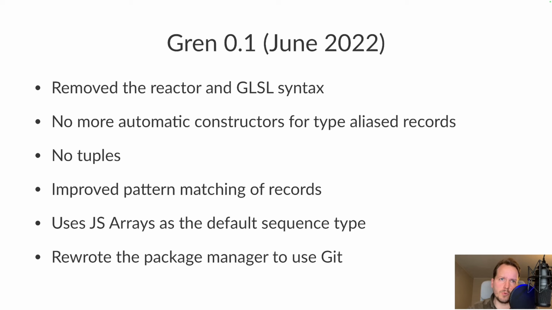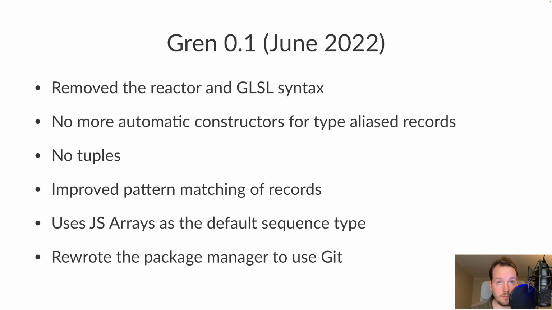Another more interesting removal is automatic constructors for type alias records. So in Elm, when you create a type alias and you point that type alias to a record, it will create a function with the same name as the type, which essentially allows you to construct a record using what I like to call positional semantics. If you define a record with a name string and an age int, and you type alias that as a person, calling the function person with a string and an int will generate that record for you.